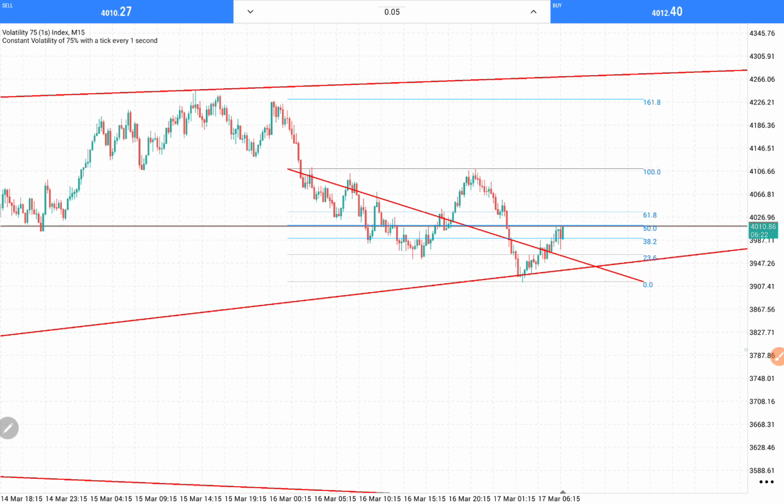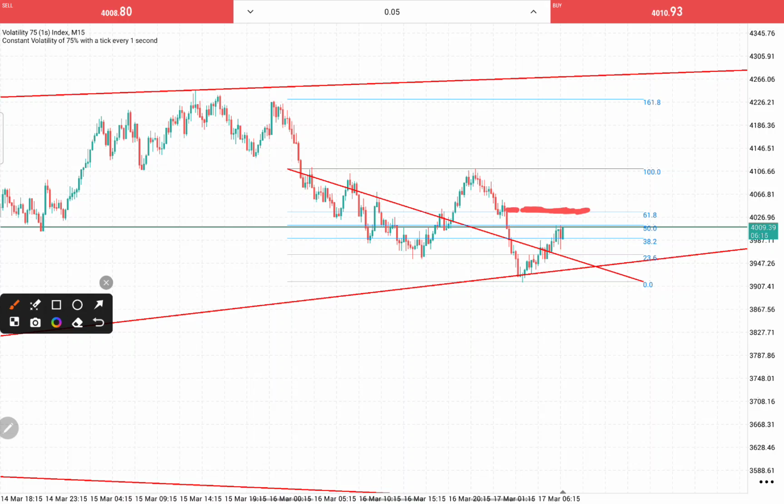Now the market could decide to come and mitigate this particular zone that you are seeing here. The reason being that there is one candle, this particular big candle, that is going to make the market start selling massively once the market gets to this zone at 61.8%. So it becomes a sniper entry. If you enter the market at this 61.8% zone, it becomes a sniper entry.